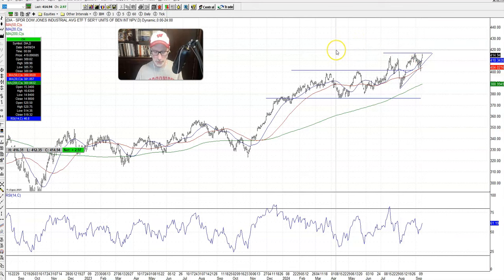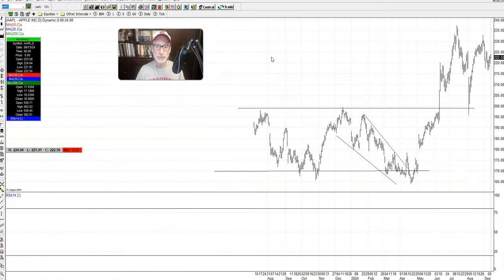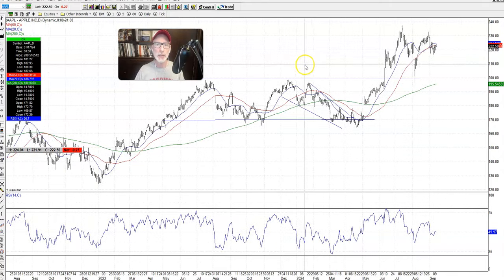Now, for those of you that are playing individual stocks, let's look at some individual stocks. We typically look at these bigger NASDAQ stocks because they're the most popular. People like to trade them. So let's look at Apple. Okay. We want to try to find some trades.